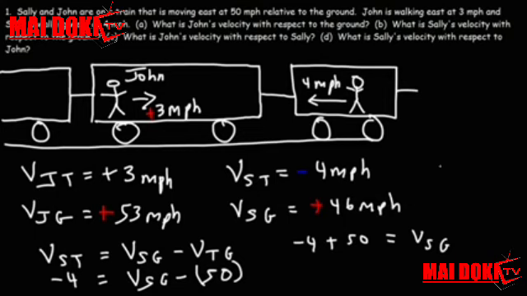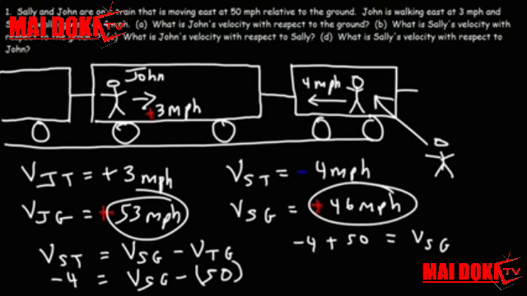So to an observer on the ground, John is moving east. So John will appear to be moving faster than the train. Sally's moving west, so to an observer on the ground, Sally is going to be moving slower than the train. She's still moving to the right with respect to the observer, but she's moving at a slower rate relative to the train.